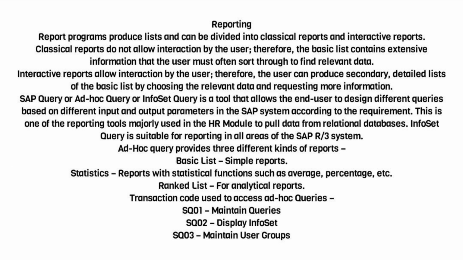Reporting. Report programs produce lists and can be divided into classical reports and interactive reports. Classical reports do not allow interaction by the user, therefore, the basic list contains extensive information that the user must often sort through to find relevant data. Interactive reports allow interaction by the user, therefore, the user can produce secondary, detailed lists of the basic list by choosing the relevant data and requesting more information.